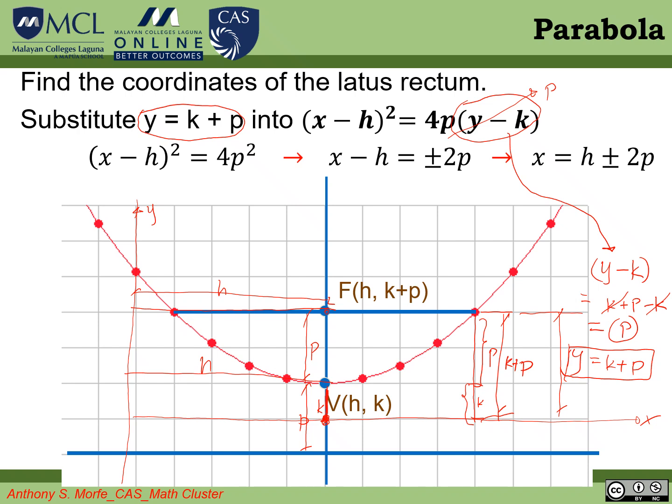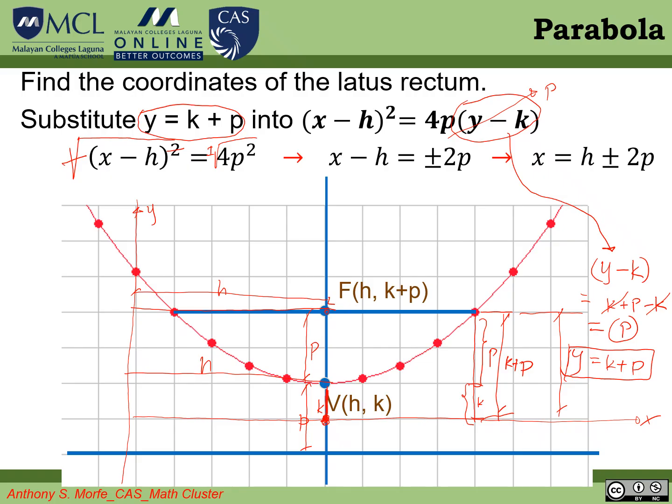So this is just equal to p. That's why when you substitute here, this becomes 4p squared. Then take the square root on both sides. Taking the square root, the index of the radical is 2 and the exponent is 2. Remember, when you take the square root, we have two values on the right side, plus and minus.